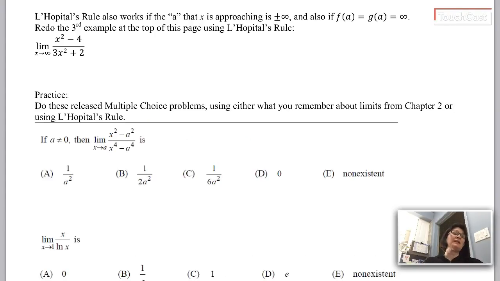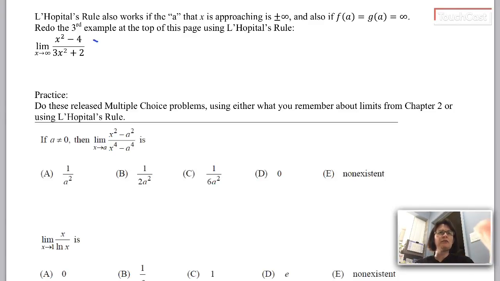And L'Hopital's rule even works if that value that I want x to approach is positive or negative infinity. And if I have my numerator and denominator about to evaluate to infinity over infinity or negative infinity over negative infinity. So watch me use L'Hopital's rule on that third example.